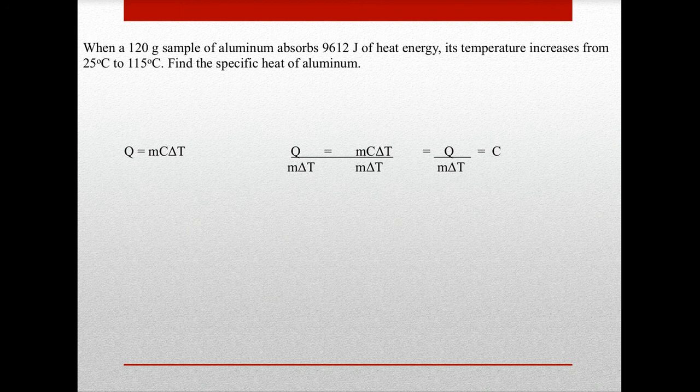So what I want you to do now is identify your givens, make sure they're in the correct units, plug that into the equation that we rearranged, and see if you get an answer. And the correct answer for this is 0.89 joules per gram degree Celsius. And make sure when you write down your numbers in your equation that you also write the units. That's very important.